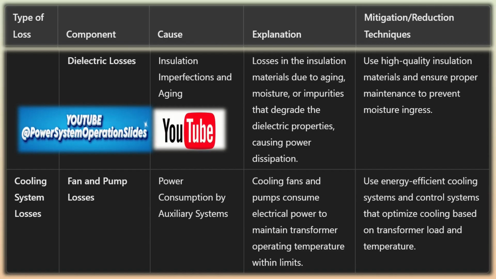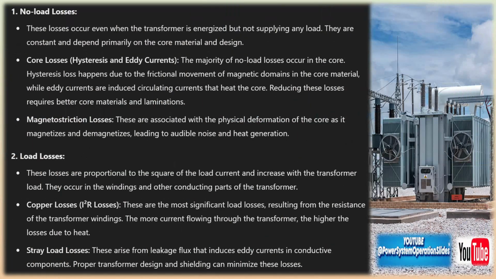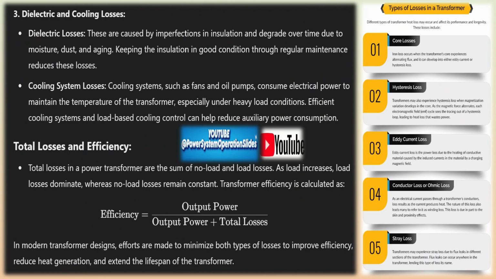Stray losses are a category of additional losses that occur in various parts of the transformer, especially when operating under harmonics or high currents. These include tank losses, losses due to eddy currents induced in the transformer tank or enclosure by the leakage flux. Clamping structure losses, losses due to the magnetic flux linking with the clamping structures that hold the transformer windings in place. Losses in winding conductors due to harmonics, caused by harmonic currents that flow in the windings. Harmonics lead to additional eddy currents and increased copper losses.